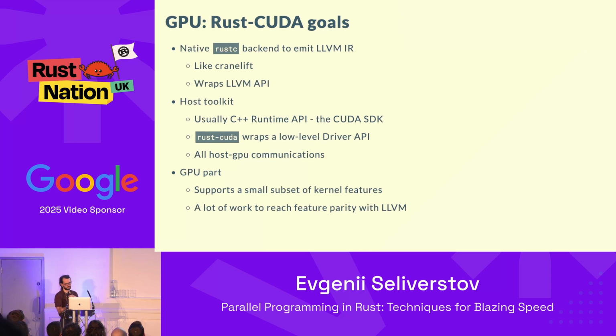Usually we use the C++ runtime API in the heavy CUDA SDK, but Rust CUDA goes a little lower, and it tries to use the driver API to handle all the communications between host and GPU. And finally, the GPU part is a bit tricky because it doesn't support a lot of different language constructs.